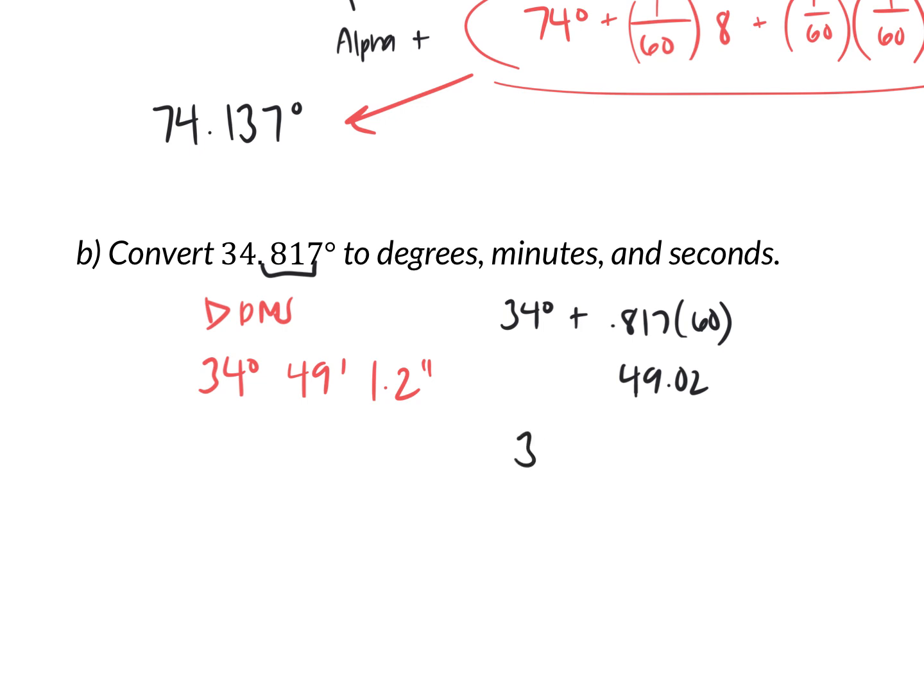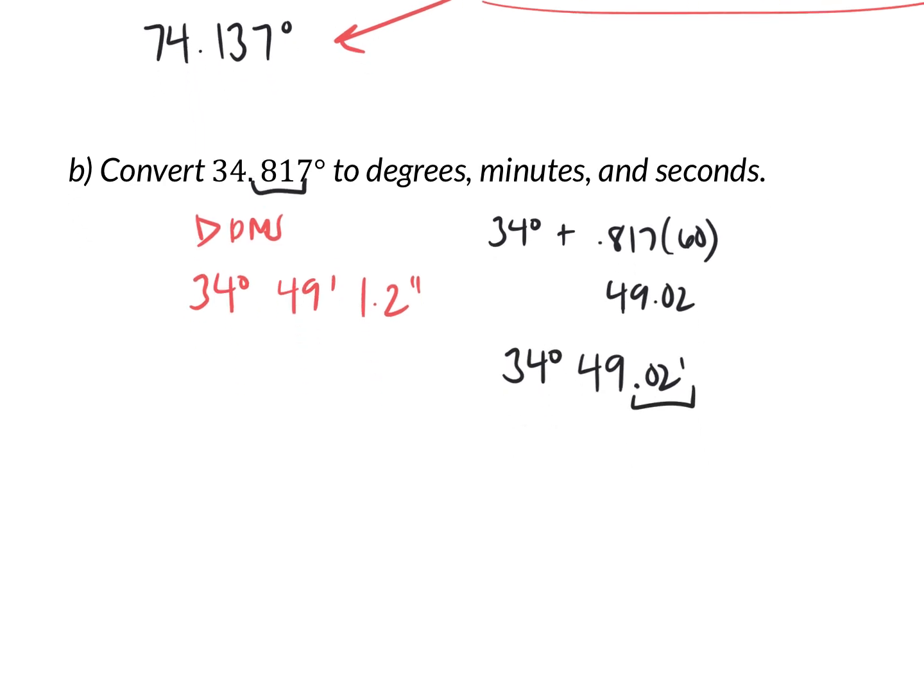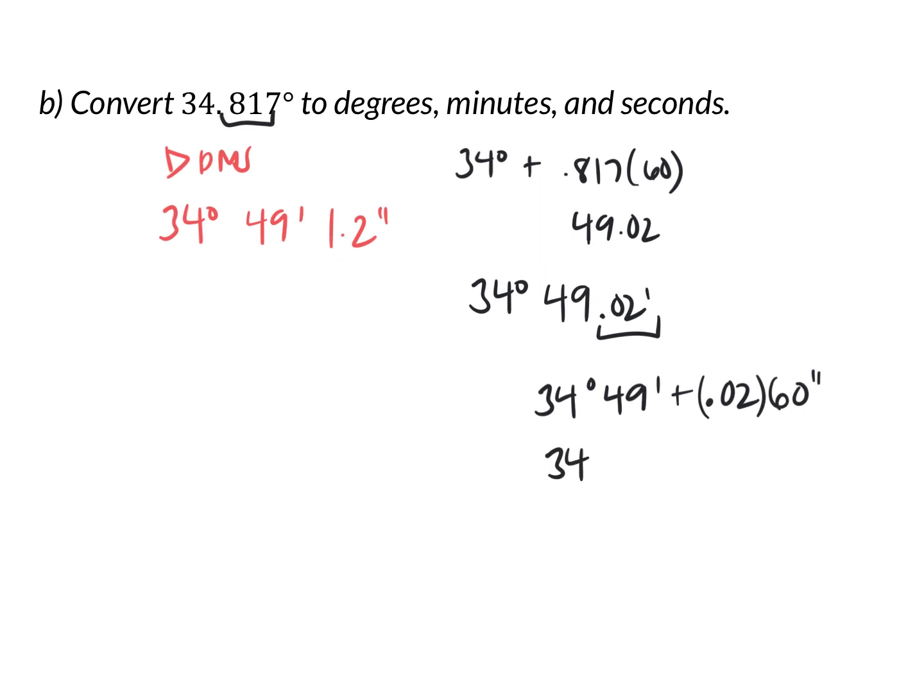So right now, our answer is 34 degrees, 49 minutes. Actually, 49.02 minutes. But I want to change this into seconds. So I'm going to multiply that by 60. So I get 34 degrees, 49 minutes, and then plus 0.02 times 60 seconds to give you your answer of 34 degrees, 49 minutes, and 1.2 seconds.